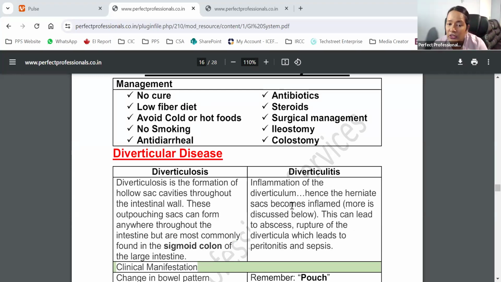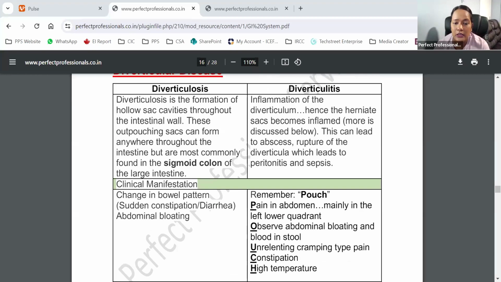Diverticulitis is the inflammation of a diverticulum. Itis means inflammation, right? Hence the herniated sac becomes inflamed. This can lead to an abscess and rupture of the diverticula, which leads to peritonitis and sepsis. I will explain more, just wait.